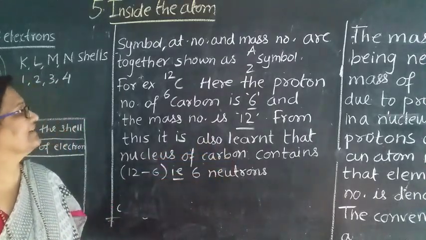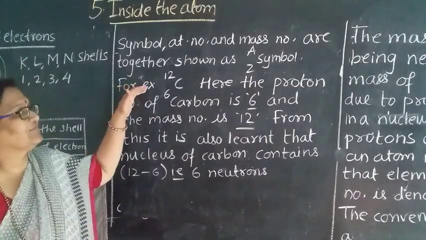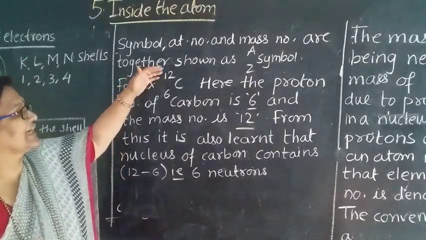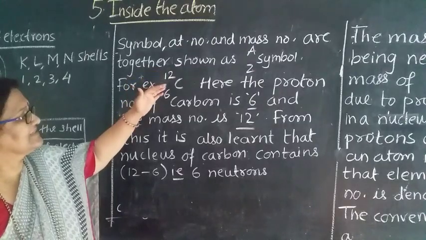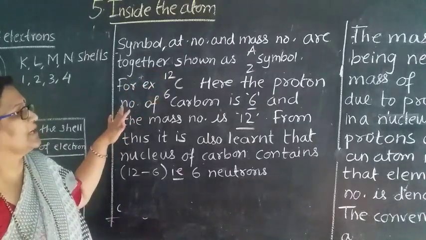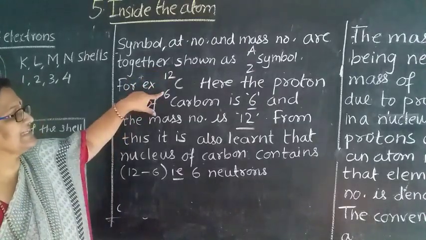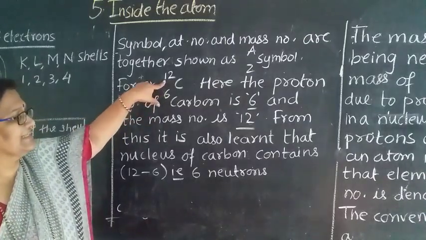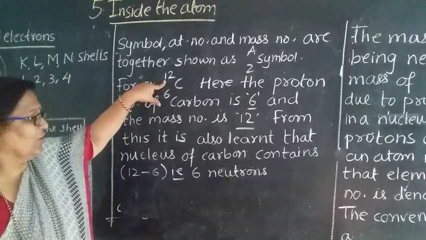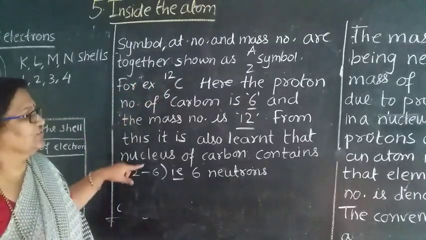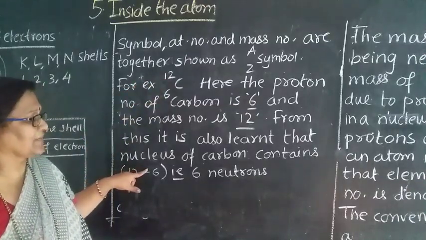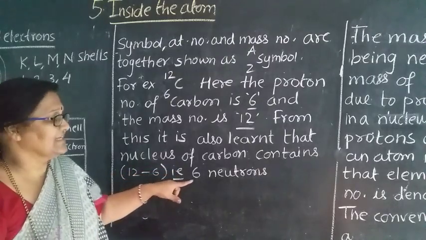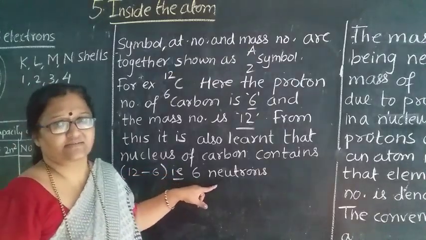How is that? See here. Now we have taken the example of carbon. Carbon is written as 12C6. So here the number of protons is taken as 6 and the mass number is taken as 12. Now we also know that the nucleus is present in carbon and the nucleus contains 6 neutrons.